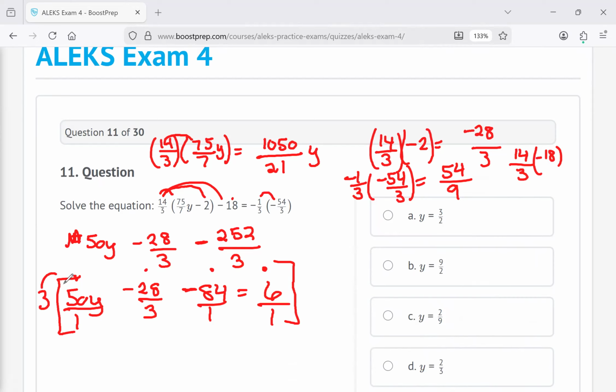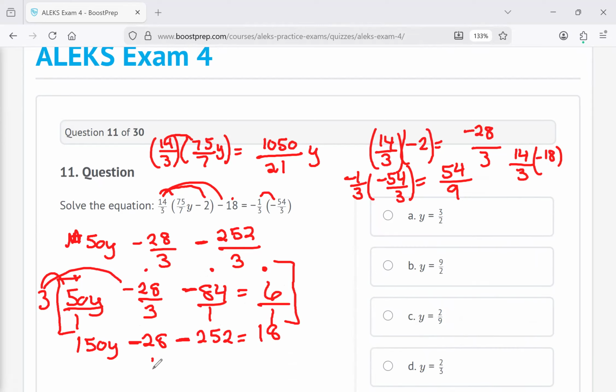So start with 3. So what's 3 times 50y? 150y. What's 3 times -28/3? -28, because the 3's cancel. What's 3 times -84? -252. And then don't forget the right side. 6 times 3 is 18.